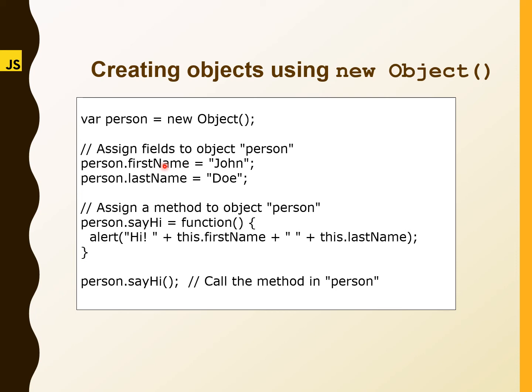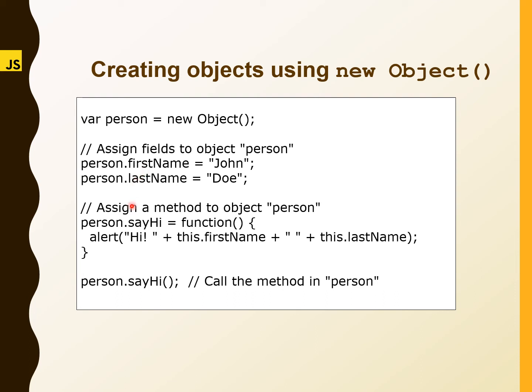person.firstName. The first property of this person object is firstName and the value for that particular attribute is John. Then person.lastName, that is the second attribute for the person object, and the value inside lastName is Doe. So person is an object which contains two attributes, firstName and lastName. firstName holds the value John, lastName holds the value Doe.